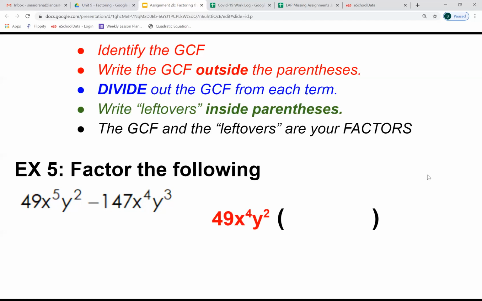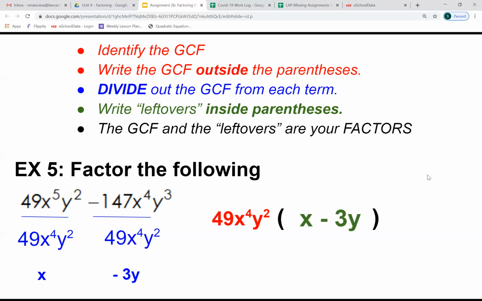I'm going to divide that out of each term. So here the 49s cancel, the y squareds cancel, I just have an x left. And on my second term, negative 147 divided by 49 gives me a negative 3. Don't forget about that minus sign. The x to the 4ths cancel. And my y cubed over y squared leaves me with 1y left. So I have negative 3y. Putting those leftovers into the parentheses gives me x minus 3y. So 49x to the 4th y squared and x minus 3y are my two factors.